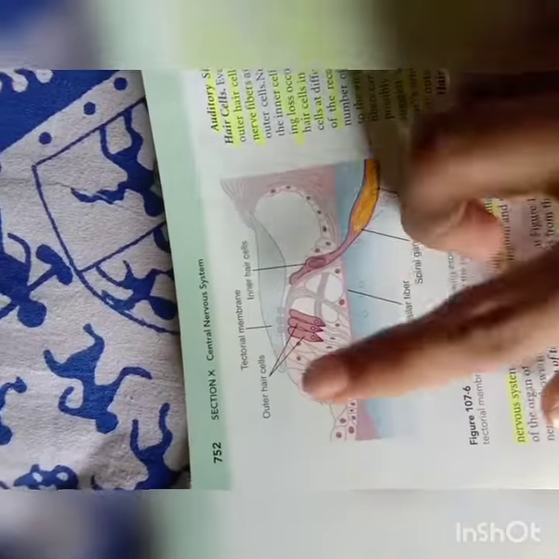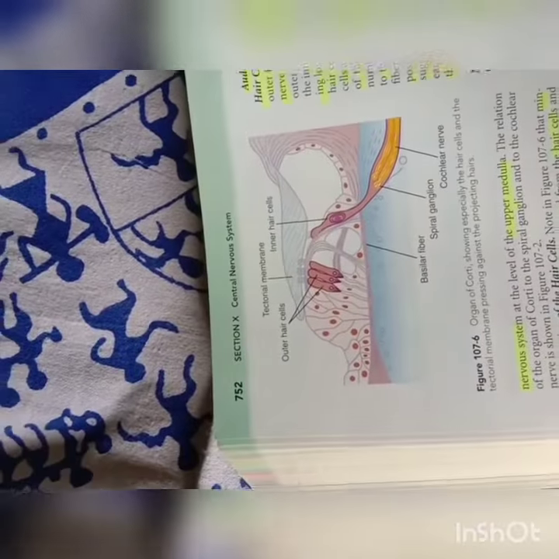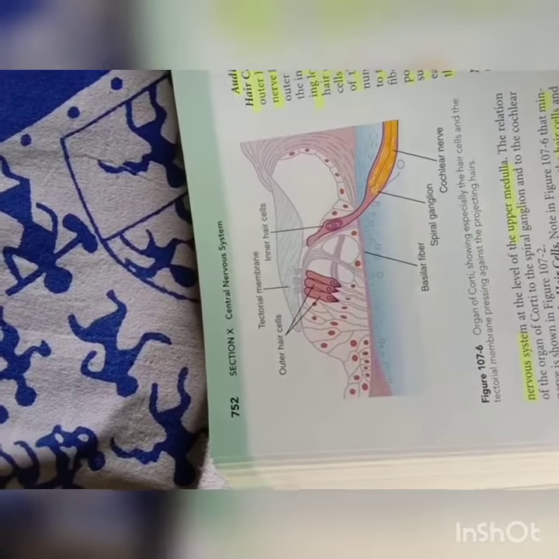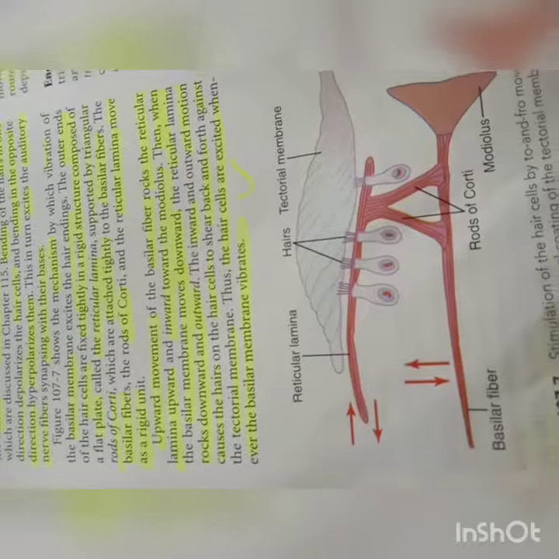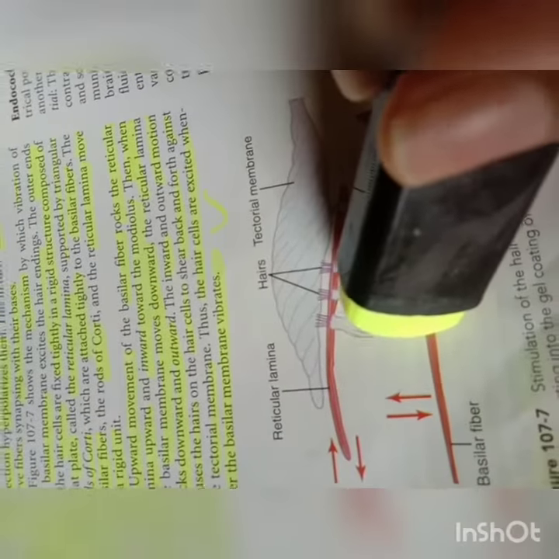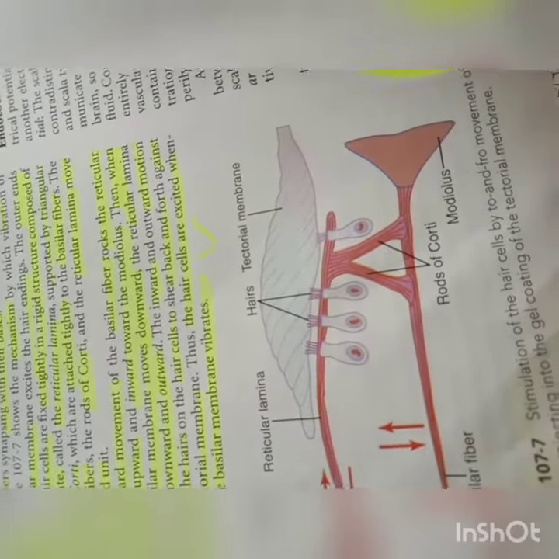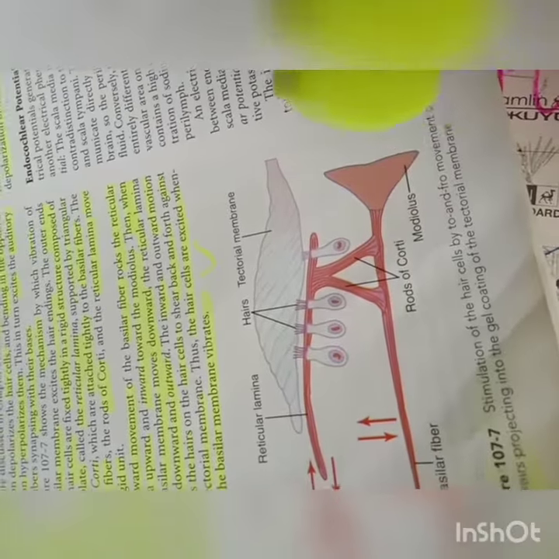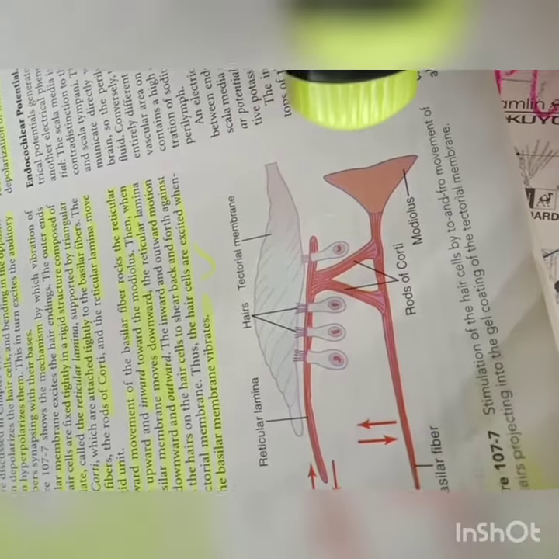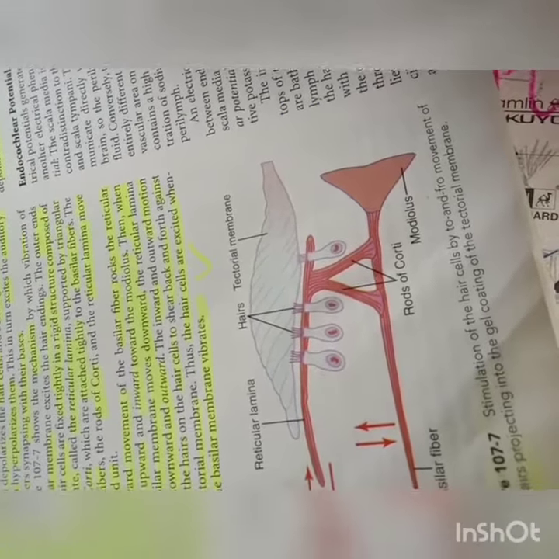So bending of these hair cells in one direction leads to depolarization, and bending of these cells in the opposite direction leads to hyperpolarization. So the basilar fibers and the rods of Corti, the reticular lamina, these three move as a rigid unit, which causes the auditory nerve fibers to be excited, as they synapse with their bases.